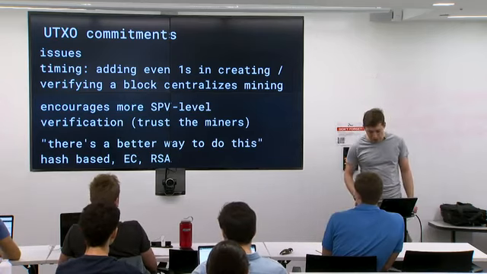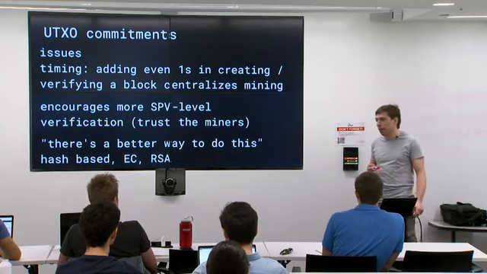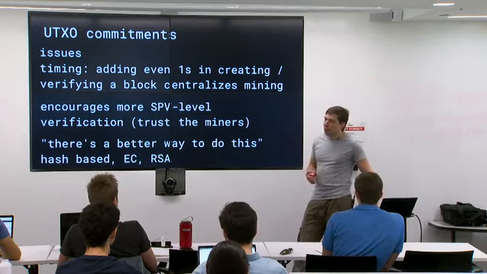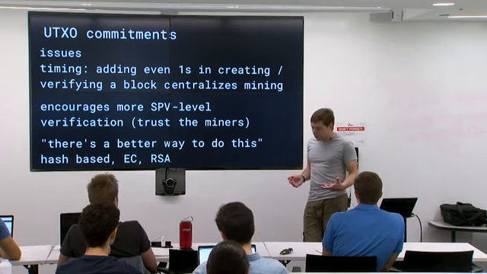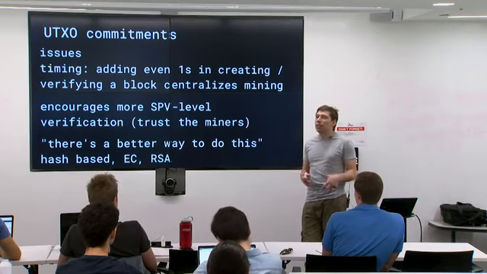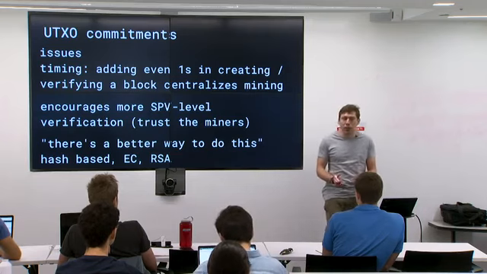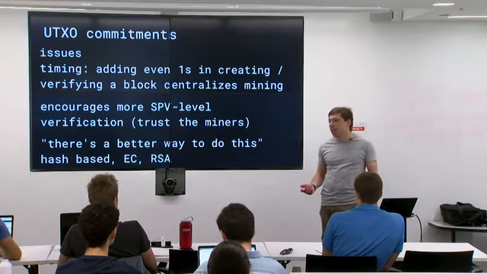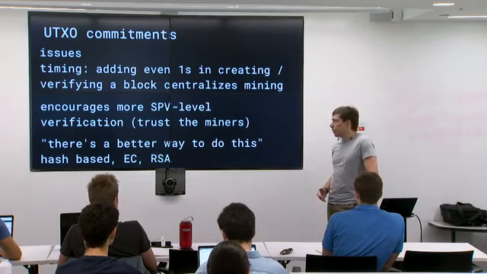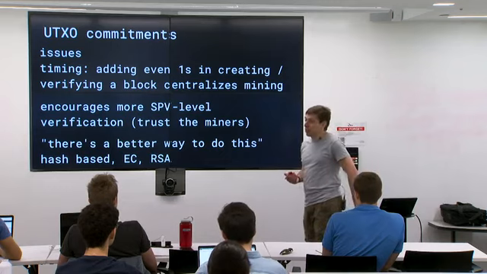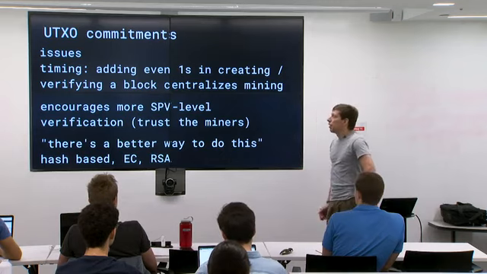Adding even a second to creating and verifying a block can centralize mining a bit, because the idea is I want to be able to immediately start mining as soon as I see a block. A larger miner doesn't need to verify the block that just came out, because they created it. If they created a block themselves, they know it's fine. They build on top of it immediately with zero propagation delay, zero verification delay. Smaller miners, or a miner receiving that block, have to make sure it's correct before mining on top of it.